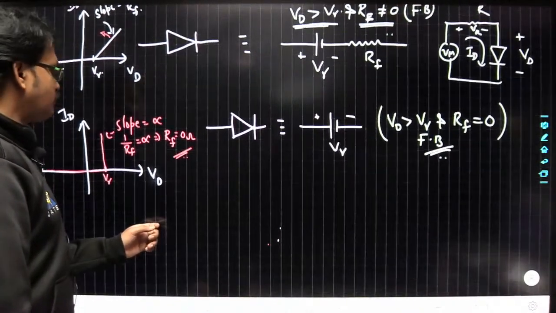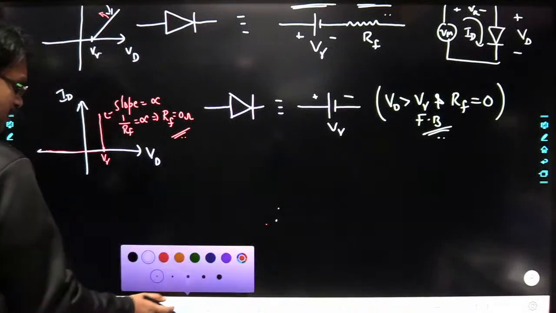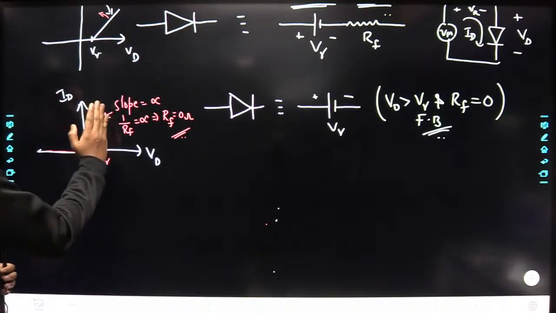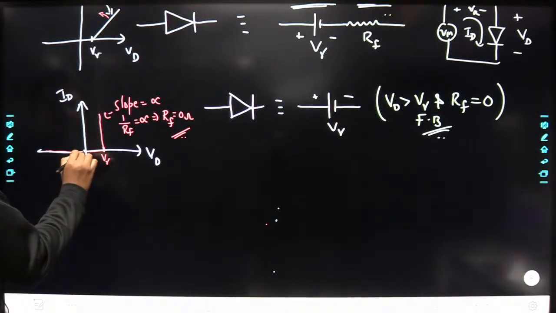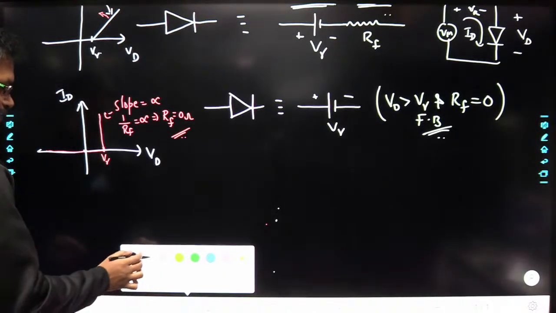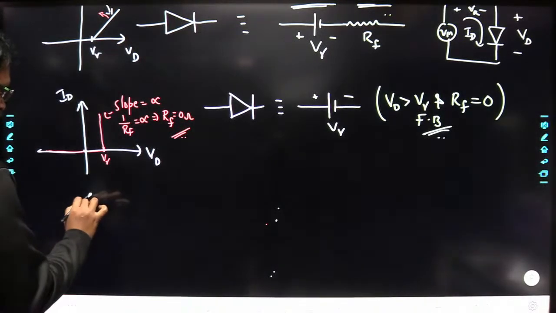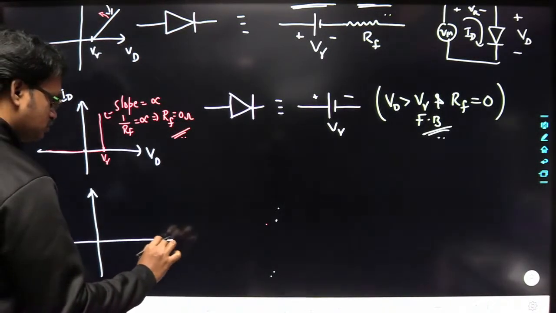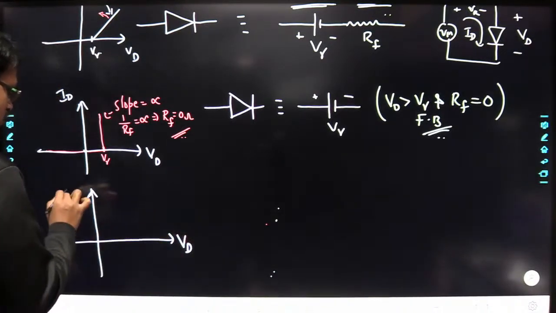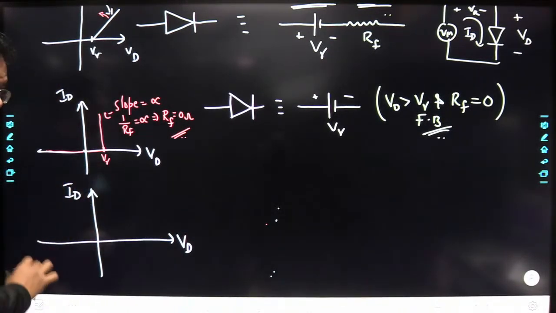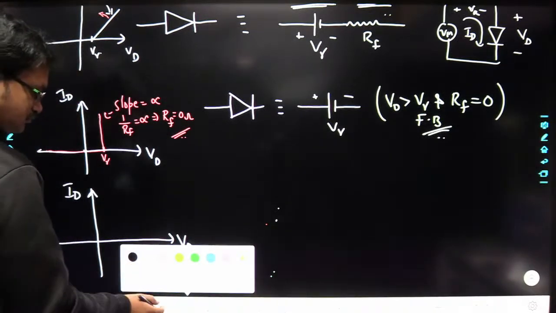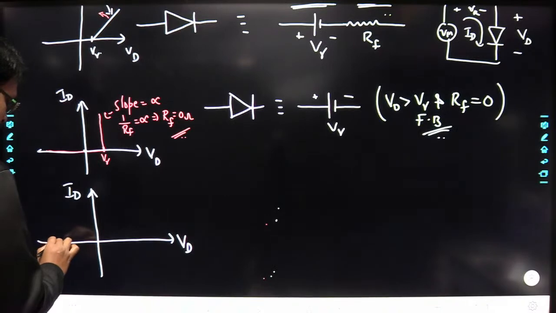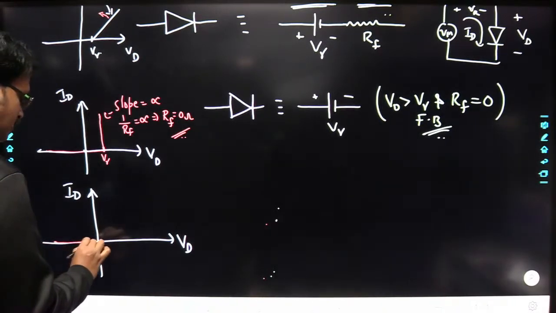So next one, what we have seen, next one. If you just shift this curve towards this origin, then what are you going to get? Tell me what you are going to get. So this is VD and this is nothing but ID. So that means I am assuming the cut-in voltage of the diode is 0.